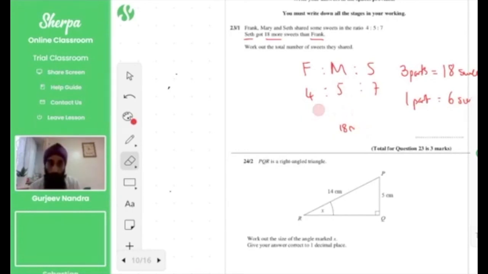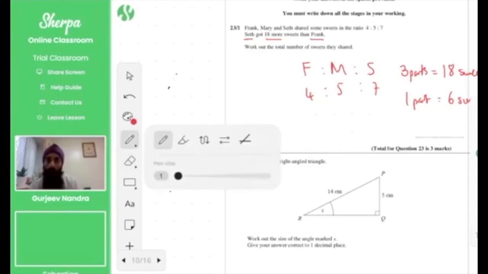Work out the total number of sweets they've shared. So 1 part is 6 sweets, so 4 parts would be 6 times 4, which is 24. 5 parts would be 6 times 5, which is 30. And then 7 parts would be 6 times 7, which is 42. Now, I wouldn't take any chances on a calculator paper. I would use my calculator. So I'd do 24 add 30 add 42, which is 96 sweets. You can always do it in your head and then check on the calculator, but it's a calculator paper, so let's not waste any time there.